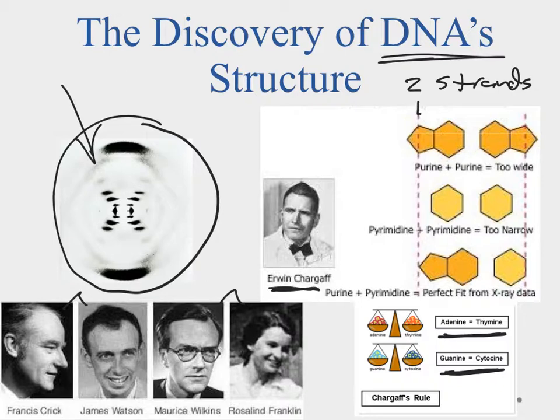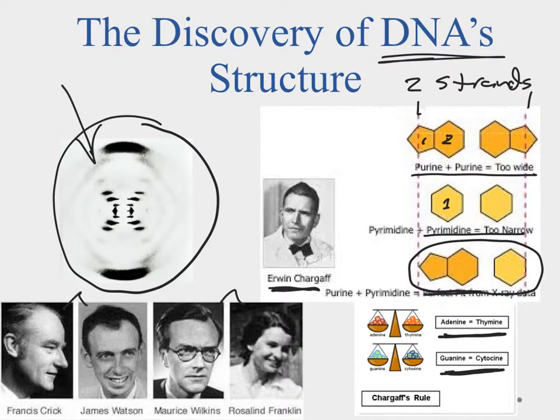wide these 2 strands had to be, and they came to the realization that if they took a purine, which is a double ring nucleotide, okay, so you can see 1 ring and 2 ring over here, and a pyrimidine, which is a single ring, if they took 2 of these purines together, it was too wide. If they had 2 of these single rings, it was too narrow, and the only way it fit the data is if they had 1 of each.